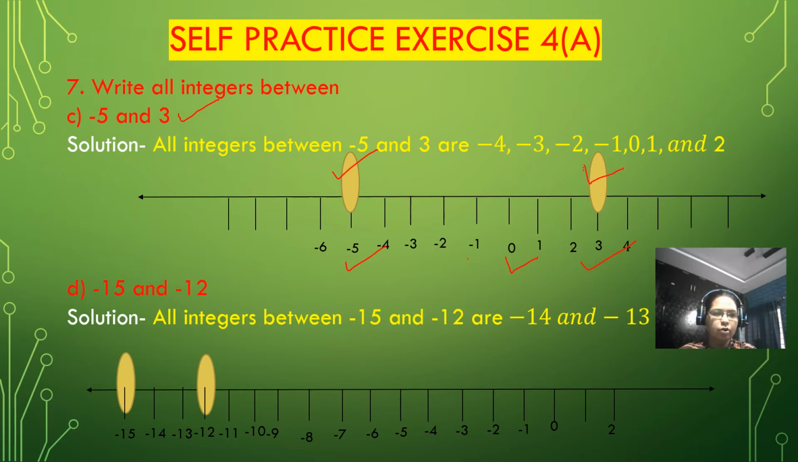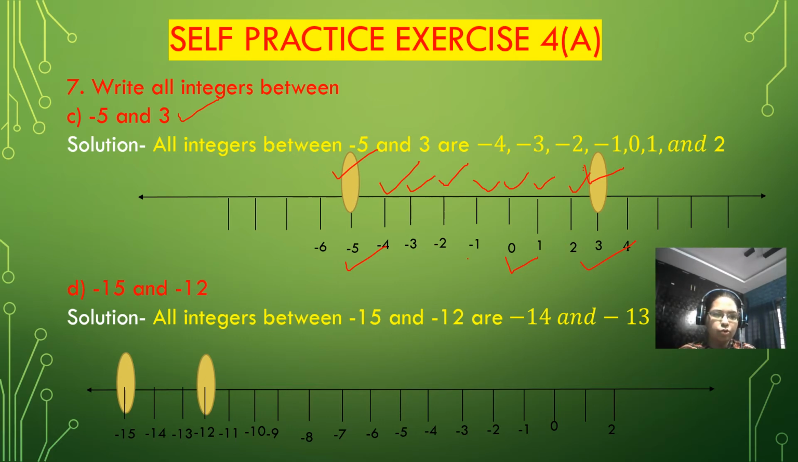Now we have to find all the integers between -5 and 3. Between -5 and 3 the integers are -4, -3, -2, -1, 0, 1 and 2. These are the integers between -5 and 3.